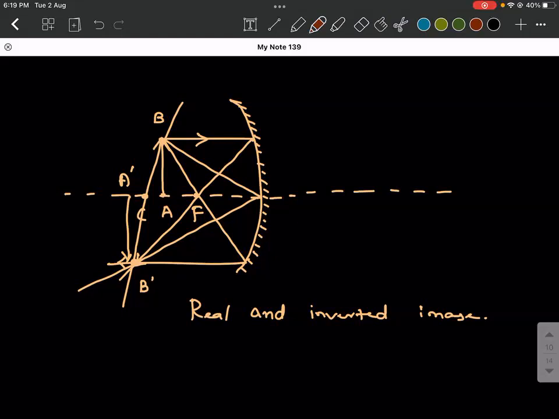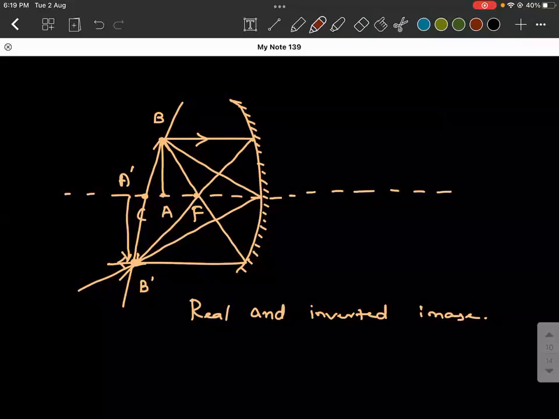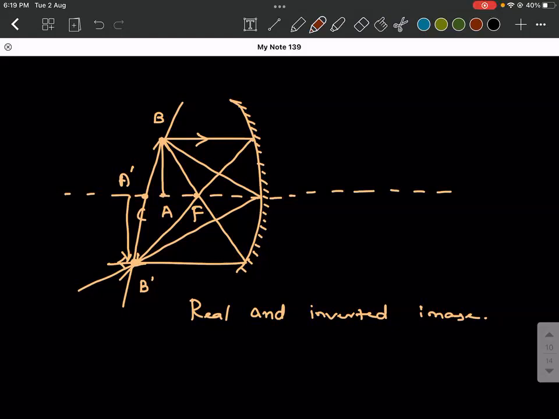There is one point where it will produce a virtual image. No, not always magnified. It can produce diminished also. In this case, it is magnified.